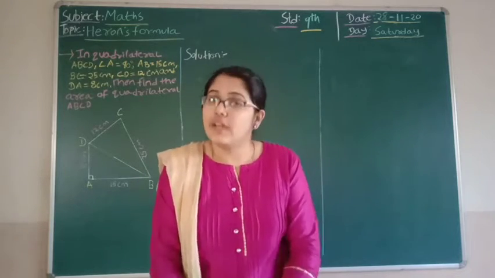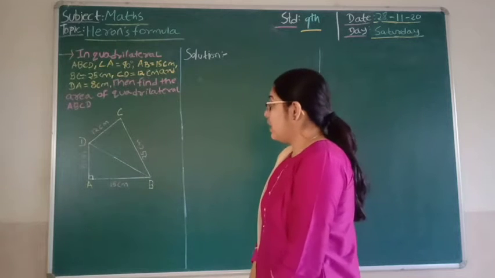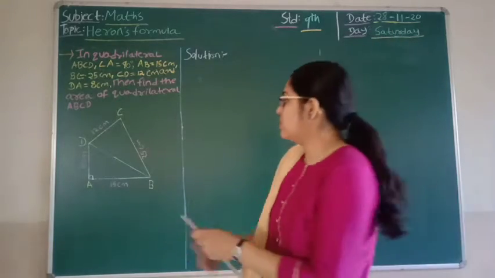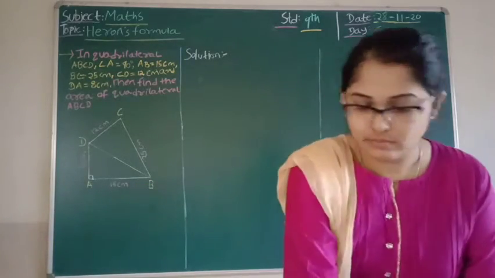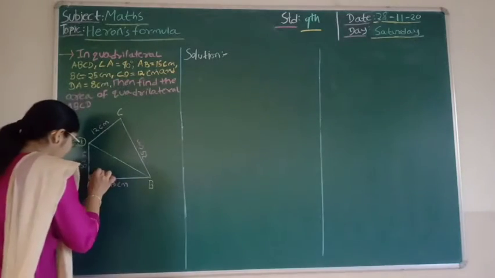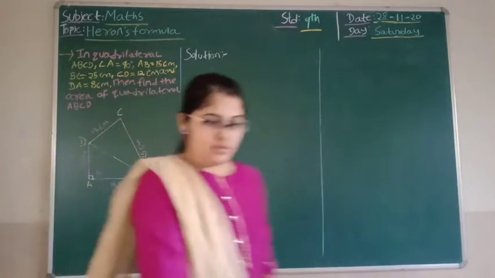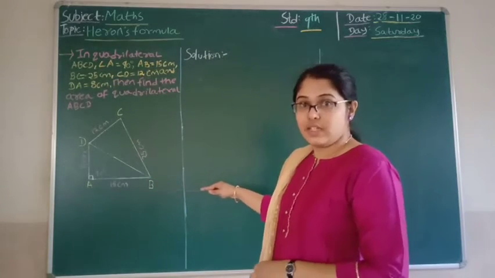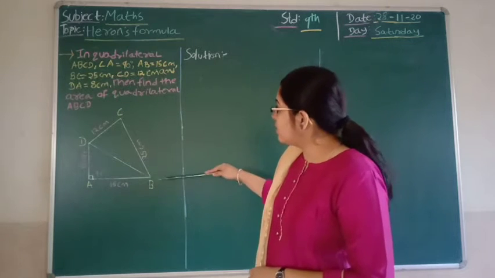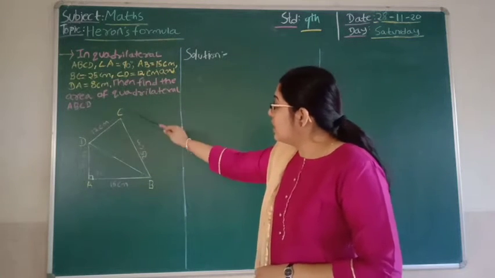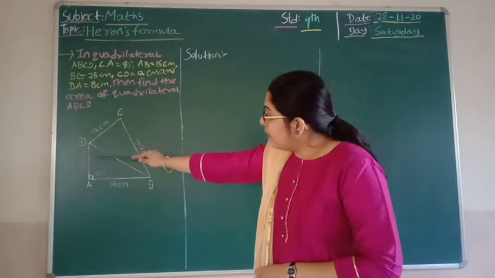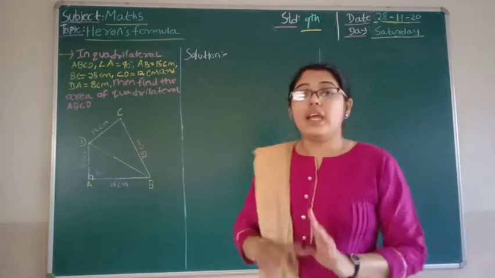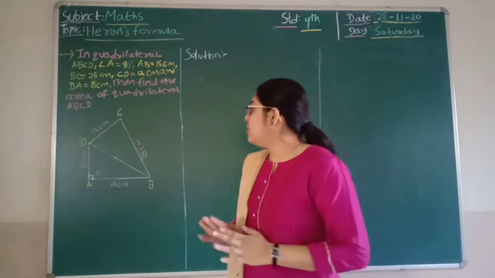The very first sum is: in quadrilateral ABCD, angle A is equal to 90 degrees. You can see this angle A is 90 degrees, and AB is 15 centimeter, BC is 25 centimeter, CD is 12 centimeter and at the last DA is 8 centimeter. You need to find the area of quadrilateral ABCD.